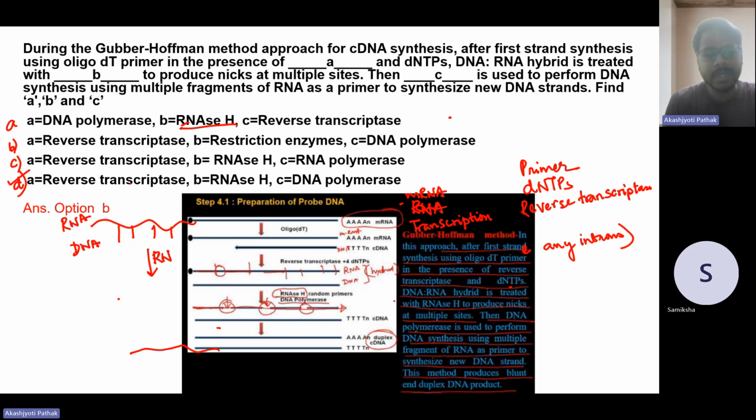In the next step you add RNase H and DNA polymerase. So this RNase H will fragment this mRNA, it will create different fragments of this mRNA, and then your DNA polymerase can come. DNA polymerase one is actually used. It has 5 prime to 3 prime polymerase activity and 3 prime to 5 prime exonuclease activity. So using all this activity, it can synthesize the remaining DNA.